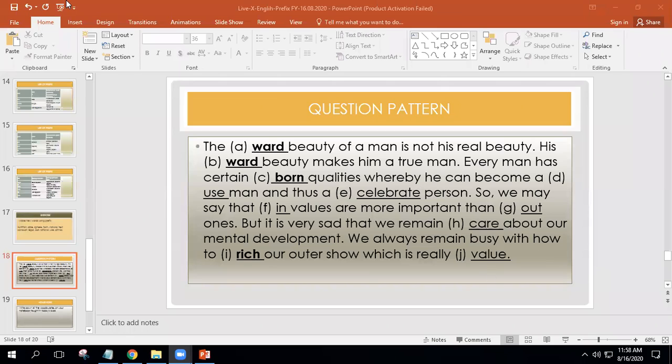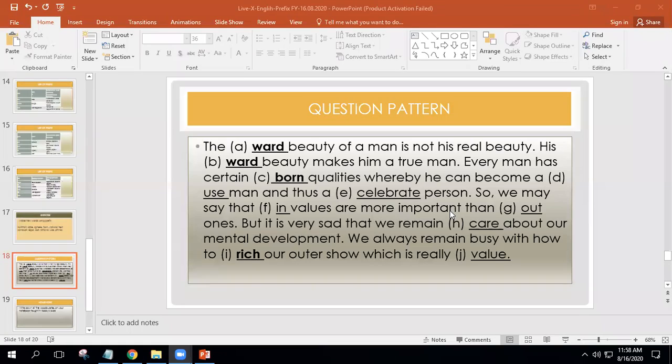The dash word beauty. What word beauty will be here? Inward or outward? I don't know this answer, ma'am. You just guess. The inward beauty of a man is not his real beauty. The outward beauty of a man is not his real beauty. Which one will be true? Outward, ma'am. Outward, okay. Just think, you will be able to answer.